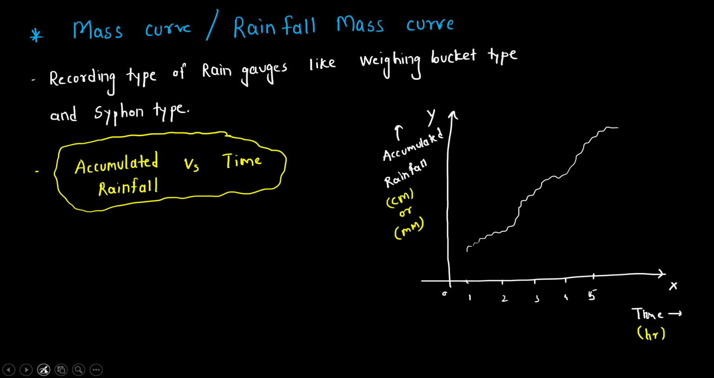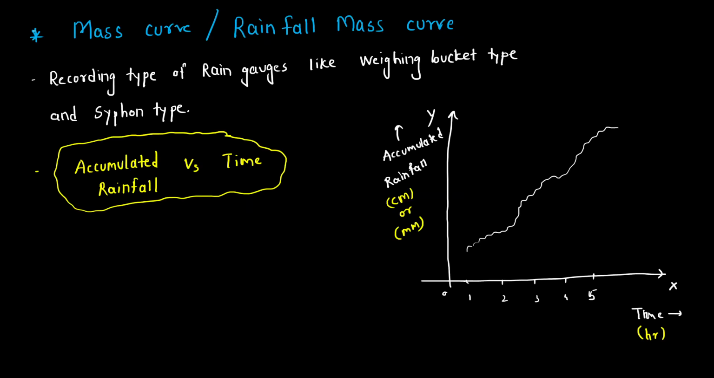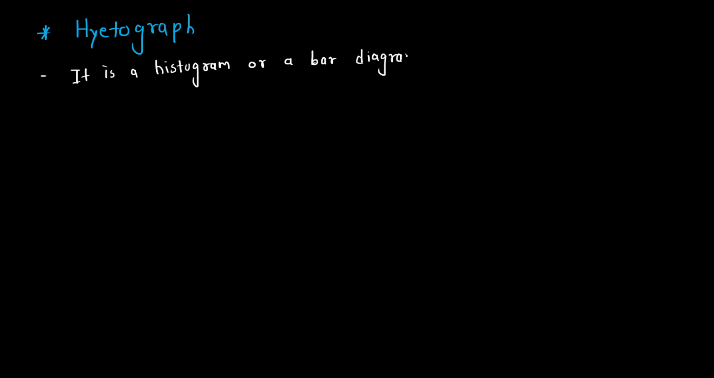Now after the mass curve, the next type of representation is hyetograph. So give the second heading, that is hyetograph. Write down the first point. It is a histogram, or we can say a bar chart, a bar diagram.